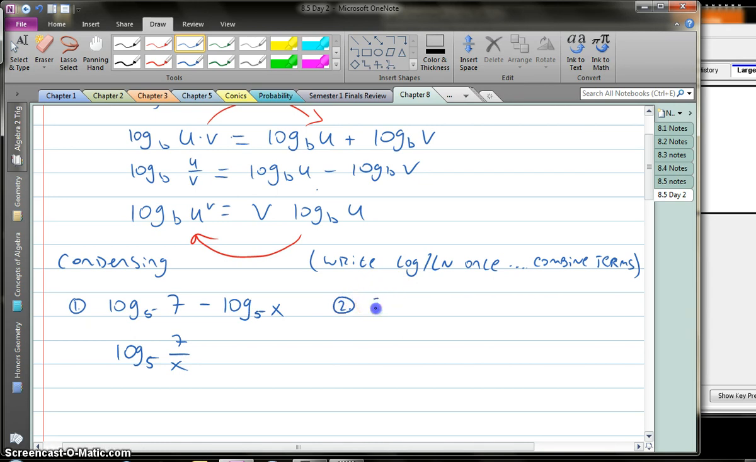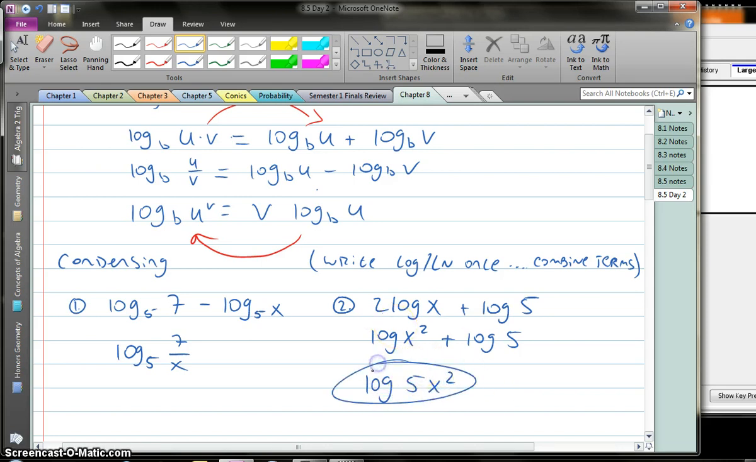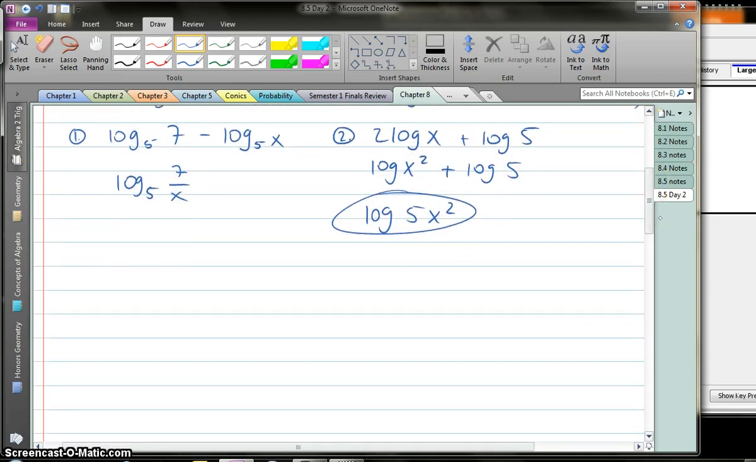Okay, number 2. 2 times log base 10 of x plus log base 10 of 5. Remember, it's base 10, we don't write it. Well, first, I'm going to rewrite this as log base 10 of x squared. Rule number 3 here, where we pull the exponent in front. So now we're putting it back in the problem, log base 10 of 5. Because it's addition, I have log base 10 of 5 times x squared. And I write the 5 first because we have our constant first. It makes it nice. Instead of x squared times 5, we say 5x squared.